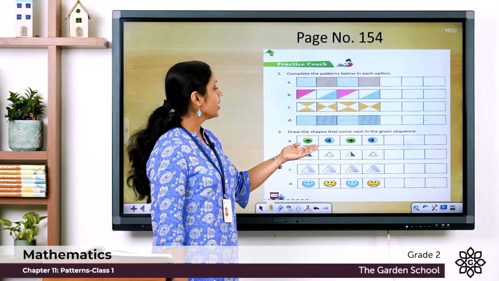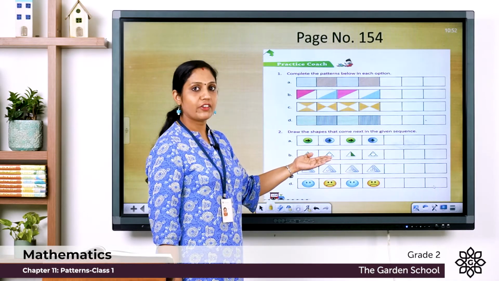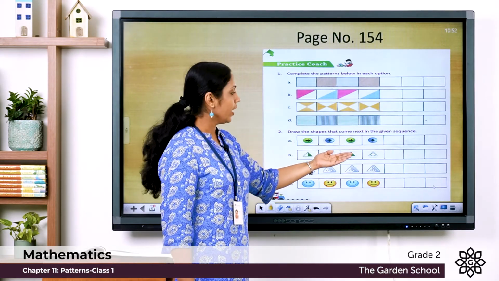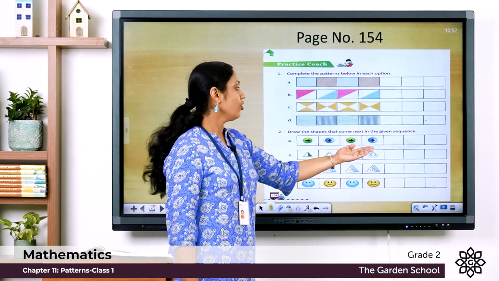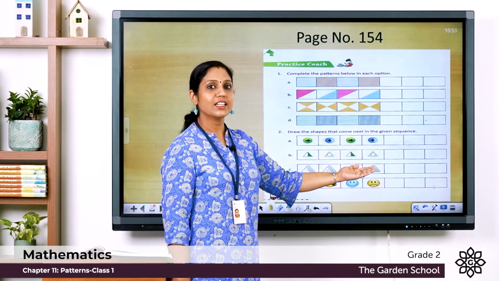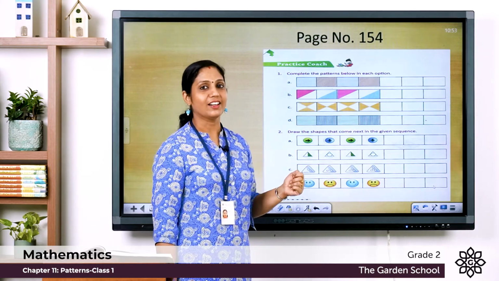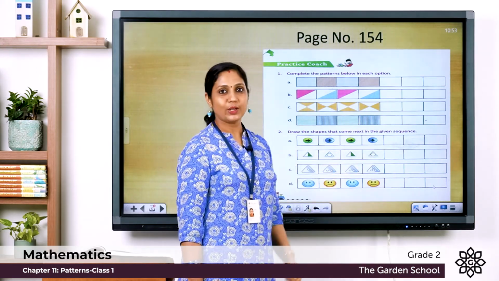Question B, you can see in a triangle a line is drawn in the center and it is shaded. In the second picture you can see in a triangle a circle is drawn. Again a line is drawn and shaded. In the fourth one you can see a circle being drawn inside the triangle. So complete the sequence likewise.